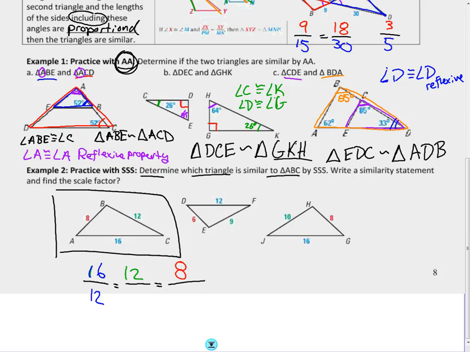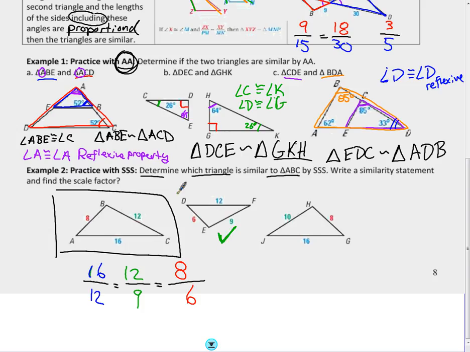I need to simplify these ratios so that they're the same. So using your calculator or in your head, divide by a common factor and see what they all simplify down to. 16 divided by 12, or 12 divided by 9, or 8 divided by 6, all simplify to 4 over 3. Since they have the same scale factor, I know that this triangle, DEF, is similar to the other triangle, ABC. But what about the other one?